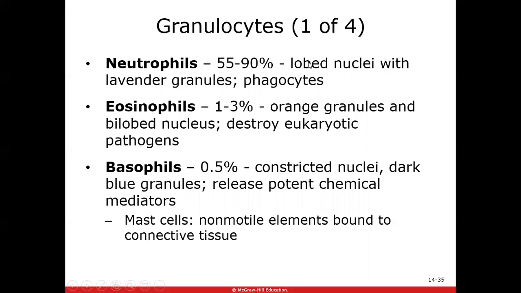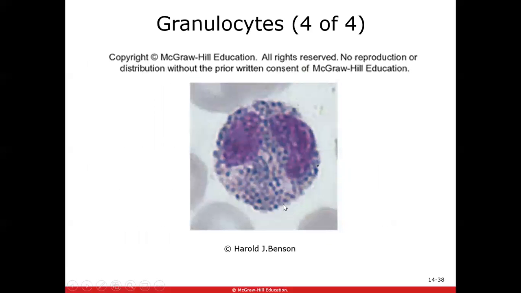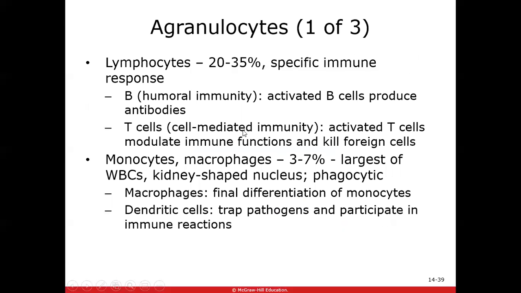So the neutrophils make up between 55 and 90% of the granulocytes, and they have lobed nuclei. Then eosinophils make up about 1 to 3%. The basophils are just 0.5%. These are some pictures of them. Those were the granulocytes.